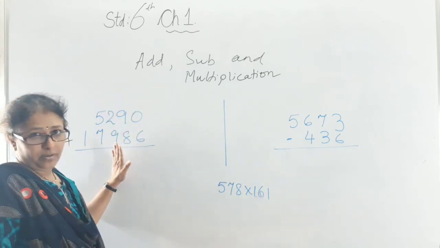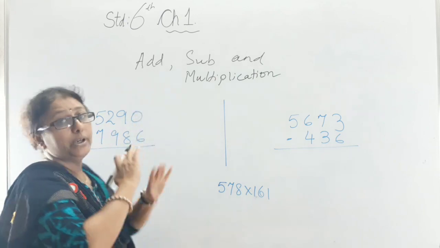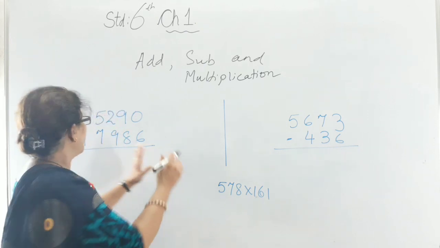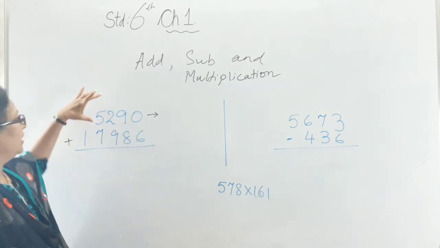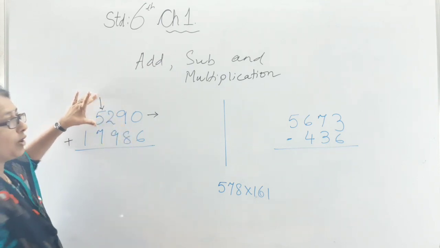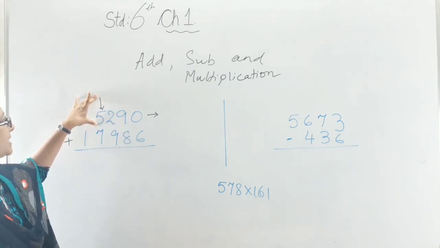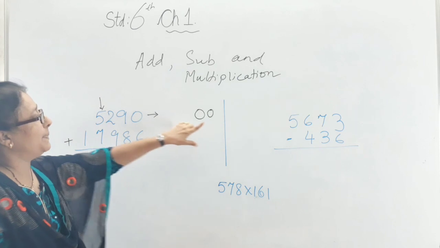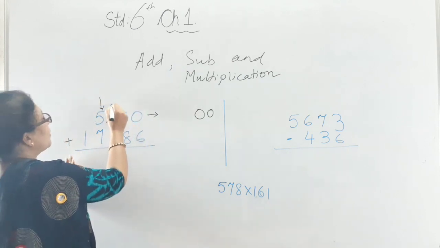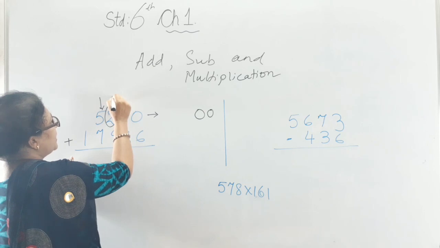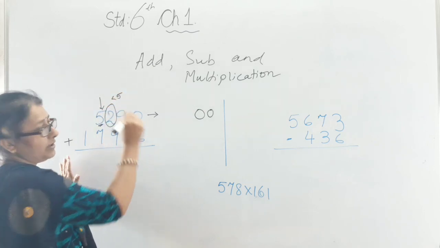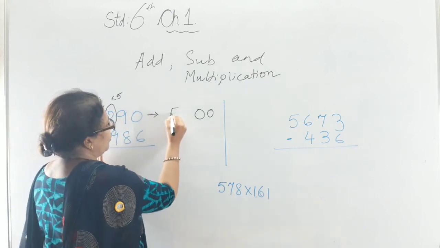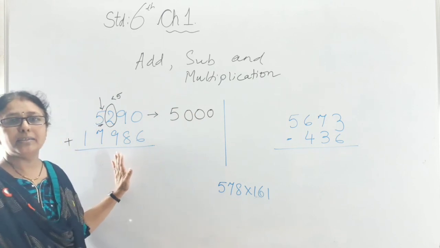Now let's add. What I have to do? I have to convert this number into my estimated value and then add it. That will be my approximate answer. Now 5290. The last digit is 1000, so I am going to round off to thousands place. Is this clear? Now I'll focus on 2, and as 2 is less than 5, my 5 will remain as it is. So my approximate value of this number will become 5000.